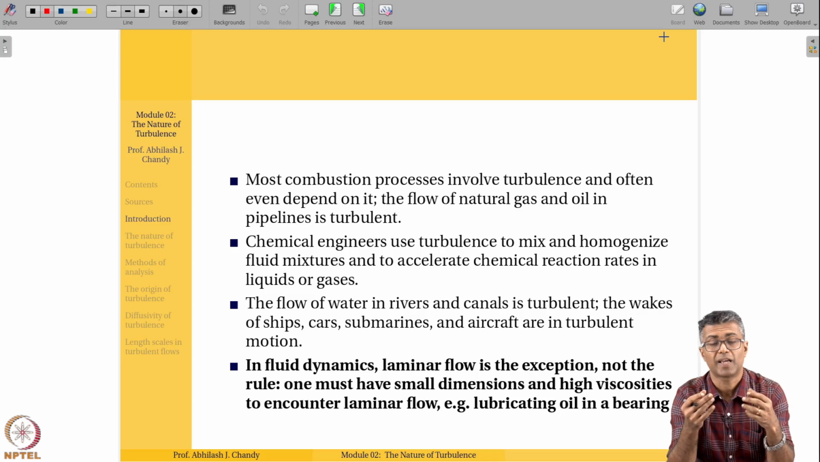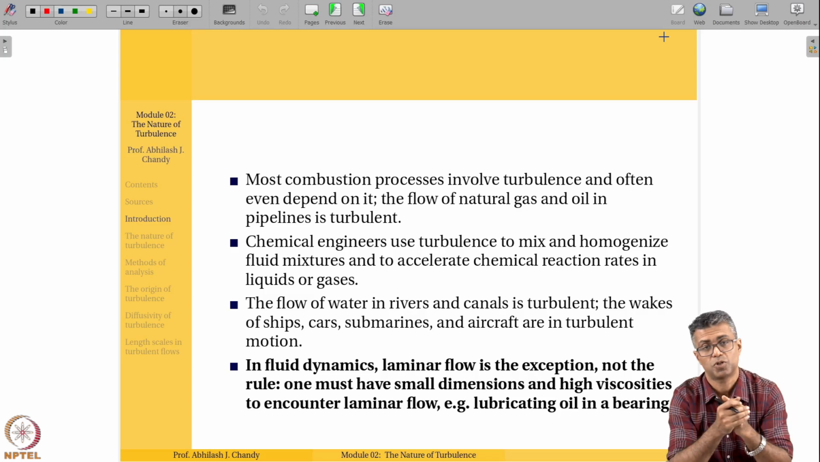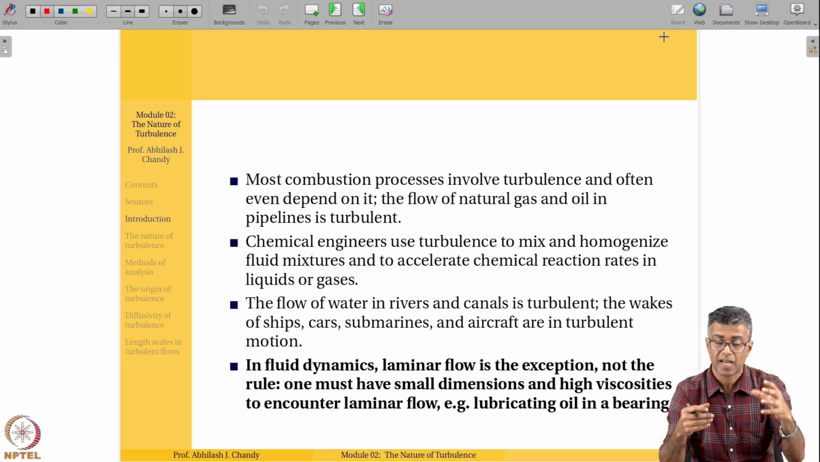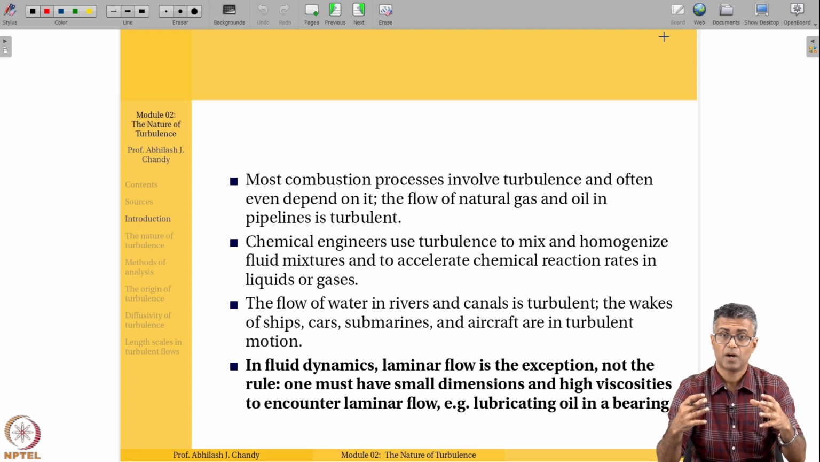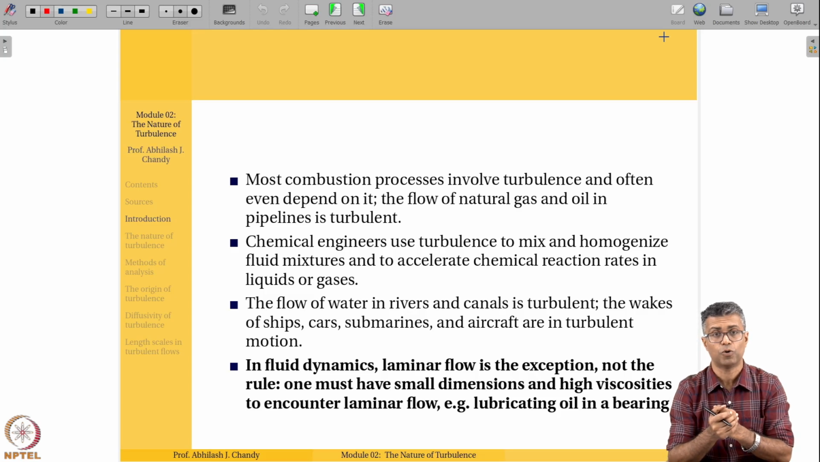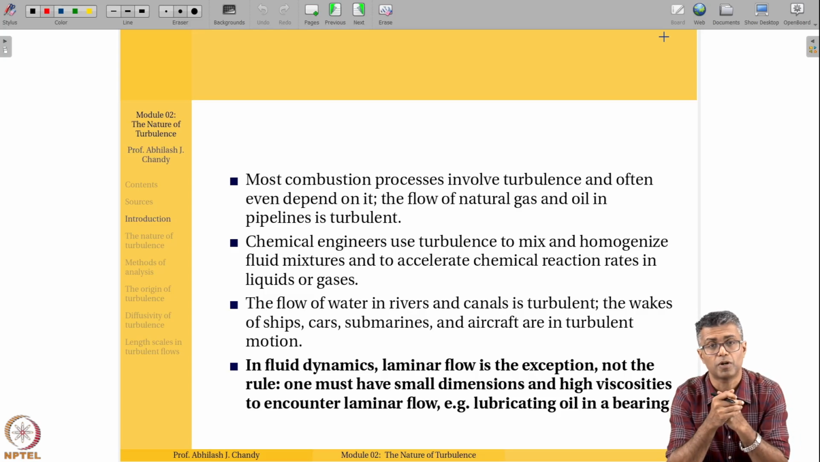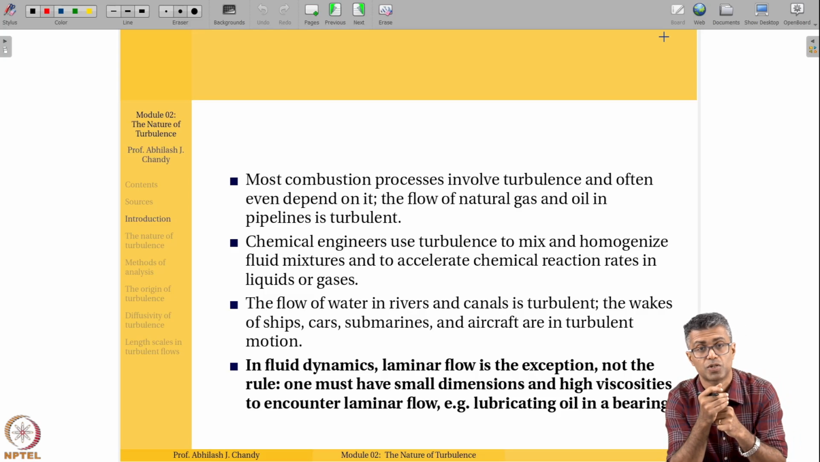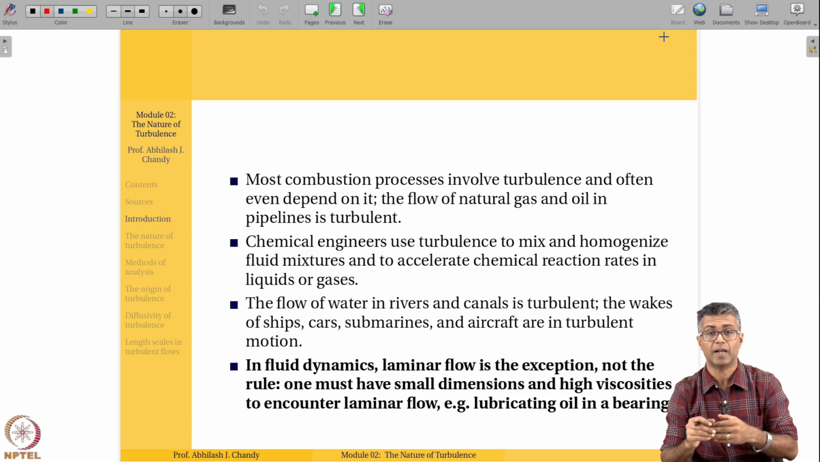The flow of natural gas and oil in pipelines is possibly turbulent because of the scales we are talking about: the diameter and size of the pipelines, and the rate at which the flow occurs. They are probably turbulent. What are the engineering implications of that?